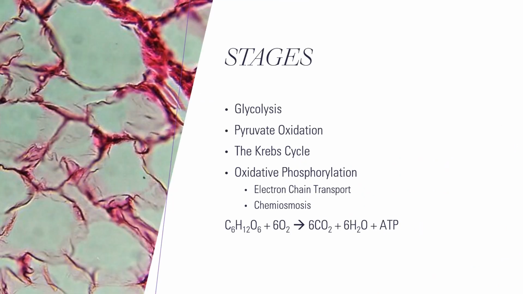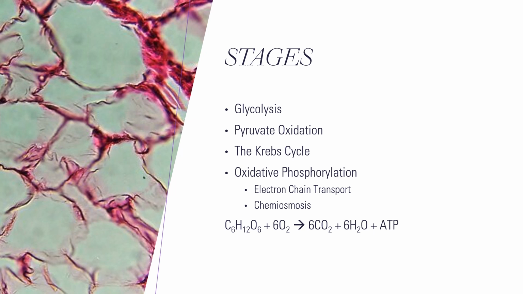Here are the different stages of cellular respiration: glycolysis, pyruvate oxidation, the Krebs cycle, and oxidative phosphorylation, which is composed of the electron transport chain. I kind of misnamed that in the slideshow. It should be electron transport chain, not electron chain transport. But yeah, the ETC and chemiosmosis.